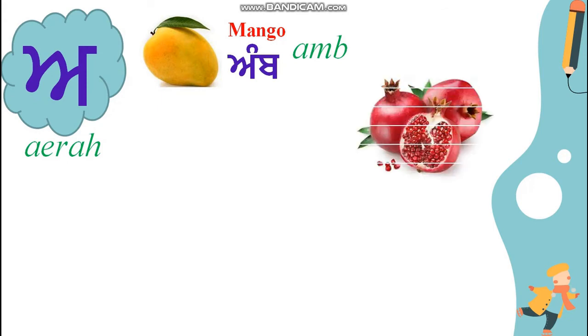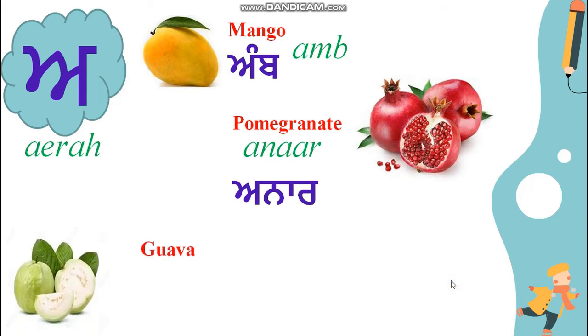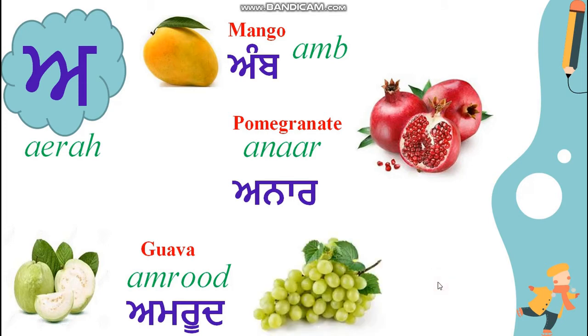Again a fruit. Which fruit it is? It is a pomegranate. Pomegranate is anar. Eda, anar. Eda, amb. Next is again a fruit. Guava. Again start from Eda. That's amrood in Punjabi. It's a fruit alphabet.